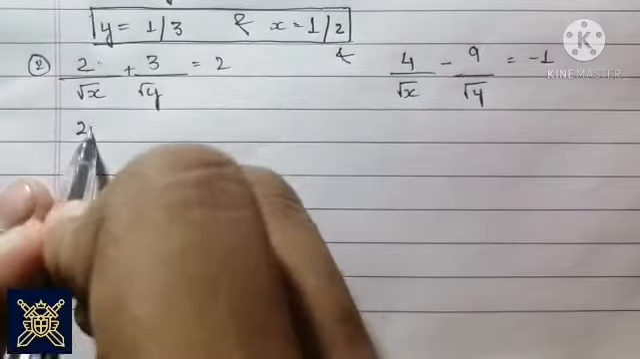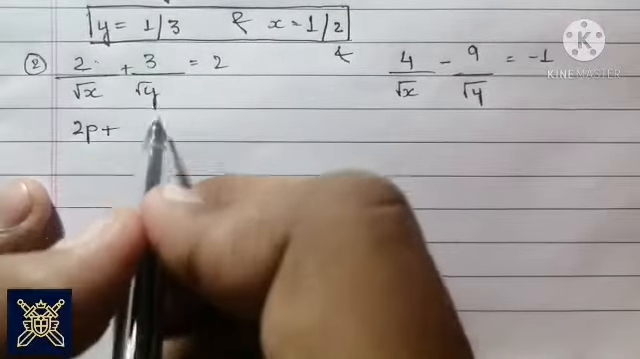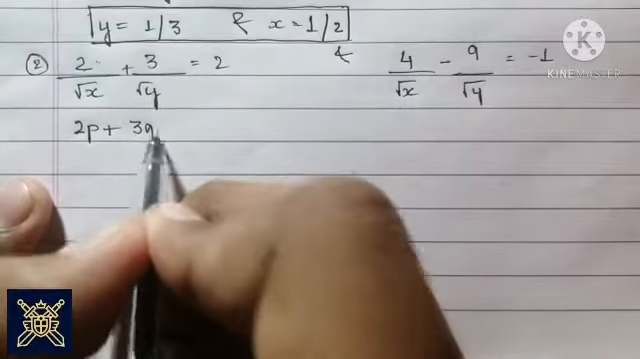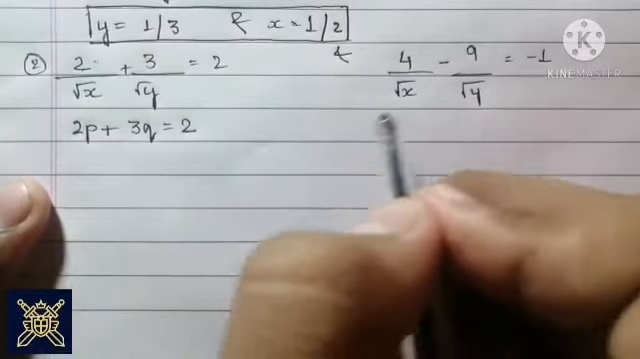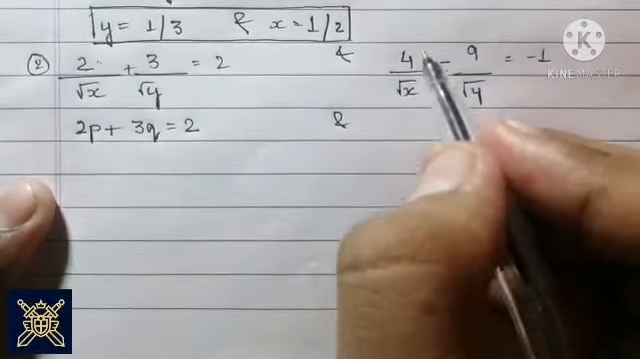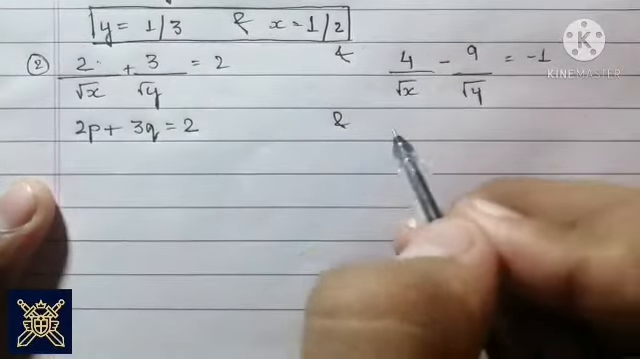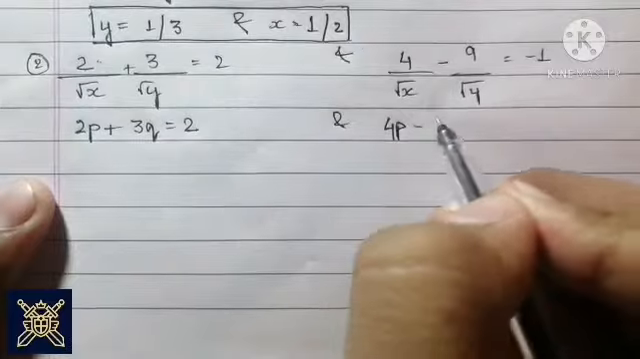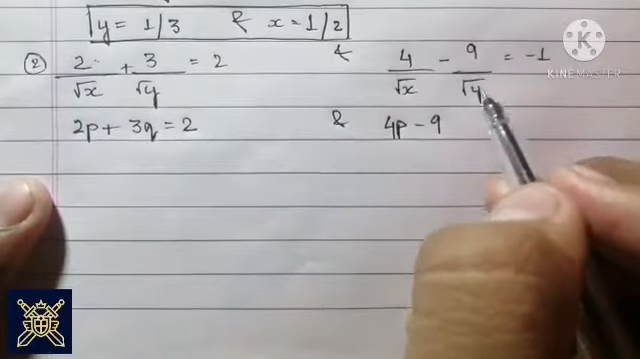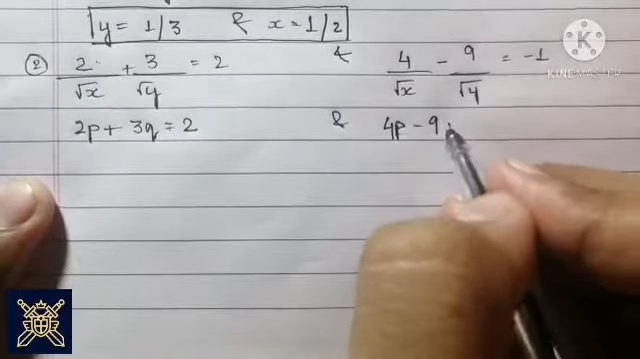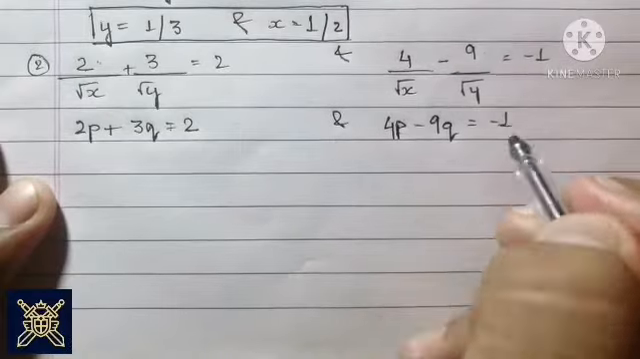So we have 2p plus 3 into 1 upon root y, that is 3q, is equal to 2, and from here 4 into 1 upon root x, that is 1 upon root x as we have assumed is p. So 4p minus 9 into 1 upon root y, that is q. So 4p minus 9q is equal to minus 1.